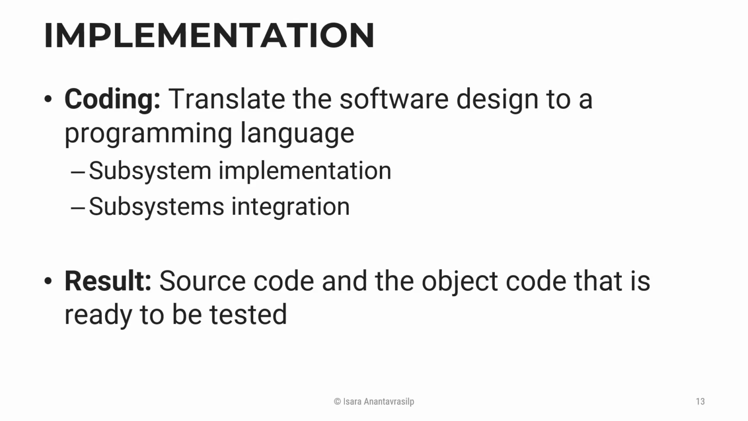After you have all the designs and plans and all requirements in hand, the next step is coding. This is the phase where you translate your design into a programming language and later on compile or deploy into the software that the users can use. We can roughly define the coding step. We can divide it into two sub-steps. The first one is the subsystem implementation. The other one is subsystem integration.